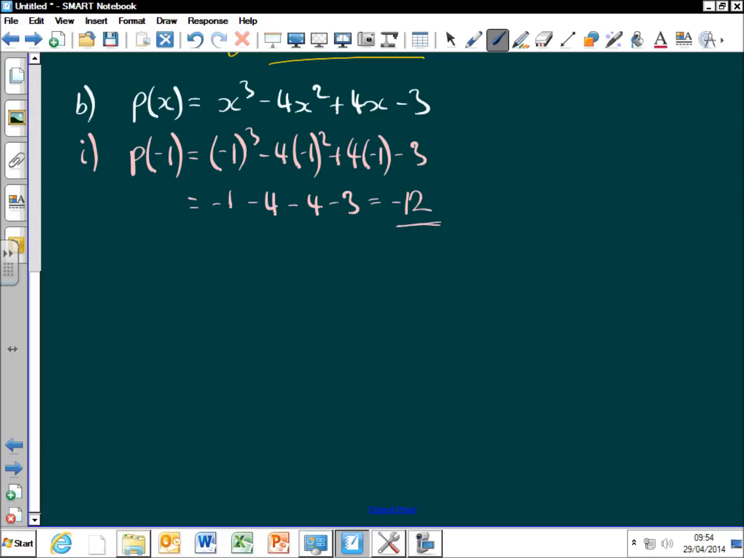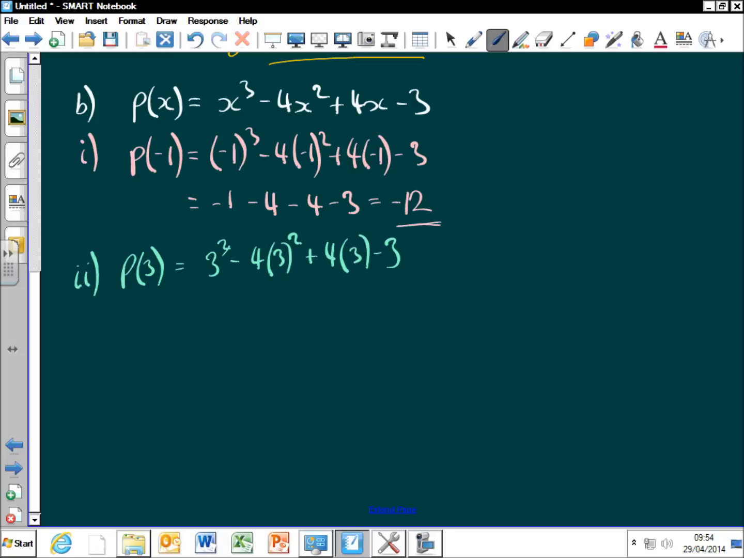Okay, we've got to show that x minus 3 is a factor. So it's the same method, except this time there should be no remainder, should be 0 remainder. So if I can sub in 3, because it wants to show that x minus 3 is a factor, I do the same thing, but I don't want a number at the end, I want it all to go to 0. So I'm going to get 3 cubed, minus 4 times 3 squared, plus 4 times 3, minus 3, and hopefully this all goes to 0.